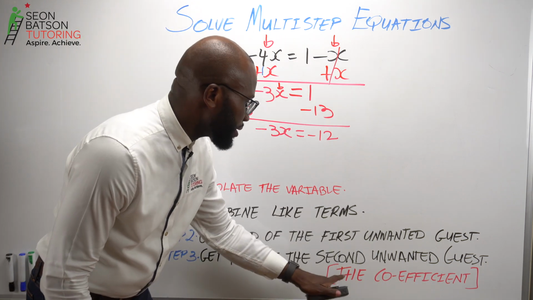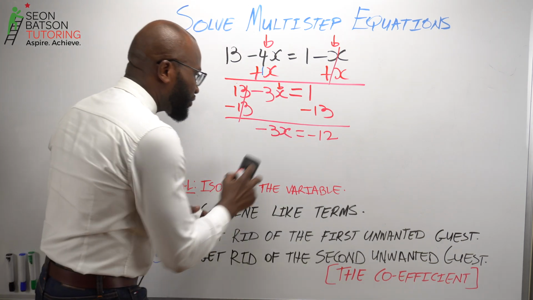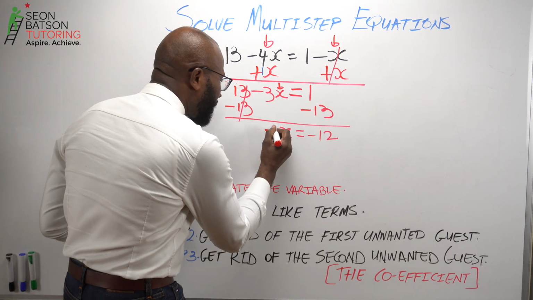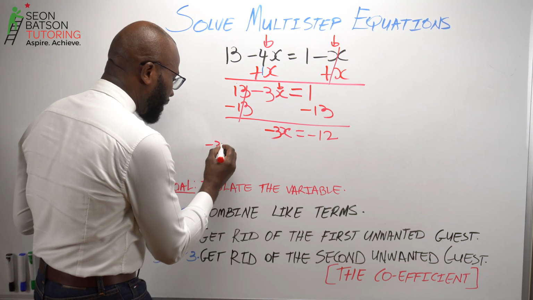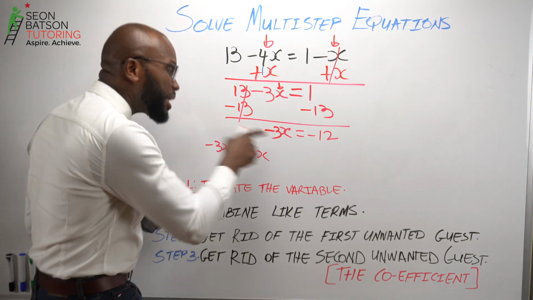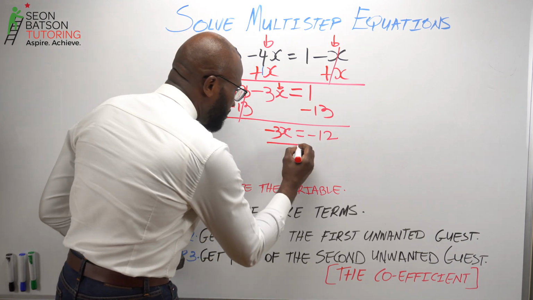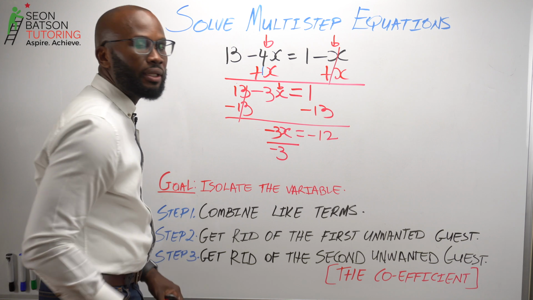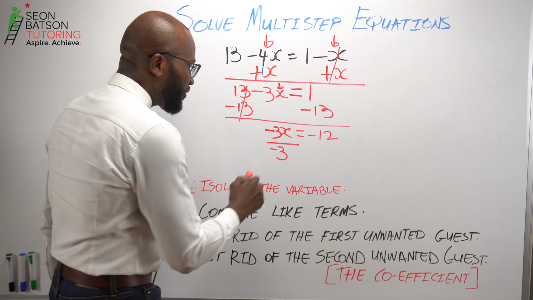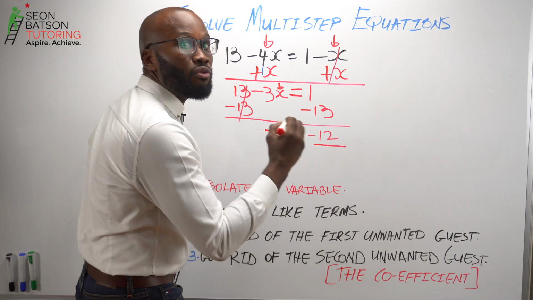Now, it's time to get rid of the second unwanted guest. And I give you guys a hint. The second unwanted guest is our coefficient. The coefficient here is negative 3. If I get rid of negative 3, the x will be all alone. Yes? How are we going to get rid of the negative 3 though? Well, remember, negative 3x is the same as negative 3 times x. So this negative 3 is multiplying the x. Since the negative 3 is multiplying the x, I will have to divide by negative 3 to get rid of the negative 3. Why? Because the opposite of multiplication is division. If I divide by negative 3 on the left side, I must divide by negative 3 on the right side.